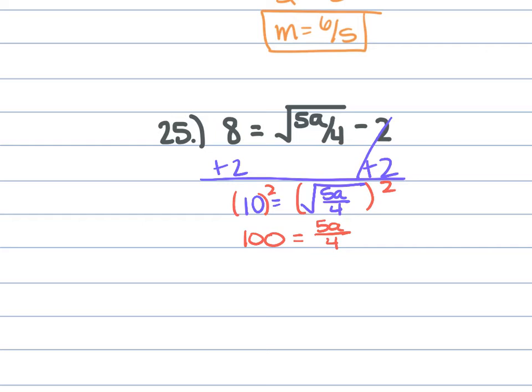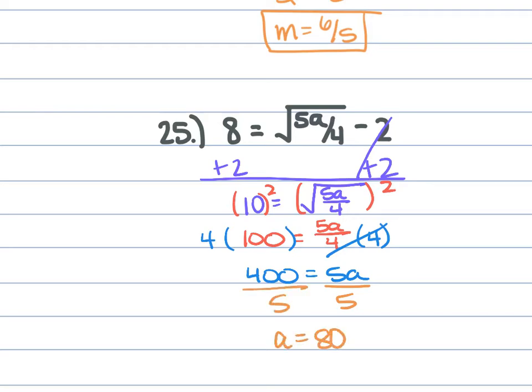And then we get the a by itself. So we're going to multiply each side by the 4. 4 times 100 is 400 is equal to 5a. We divide each side by 5. And get that a is equal to 80.